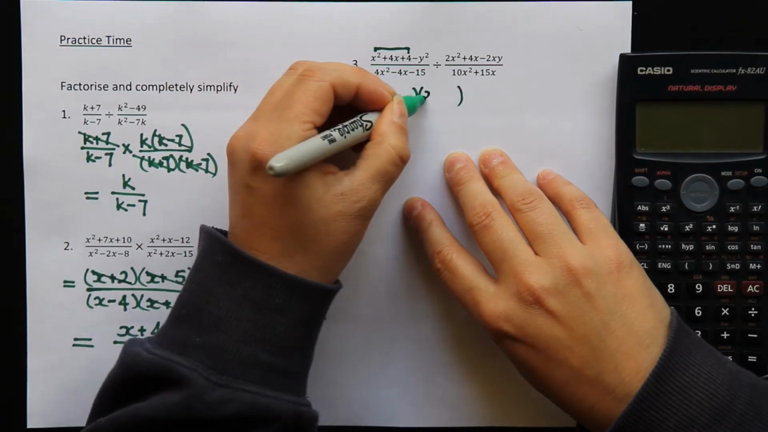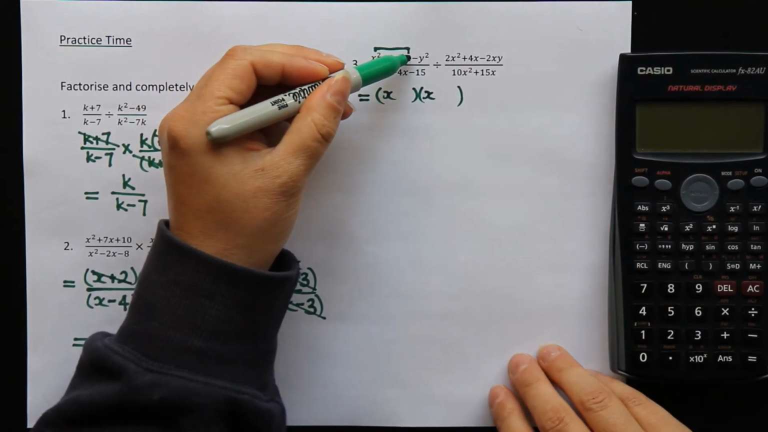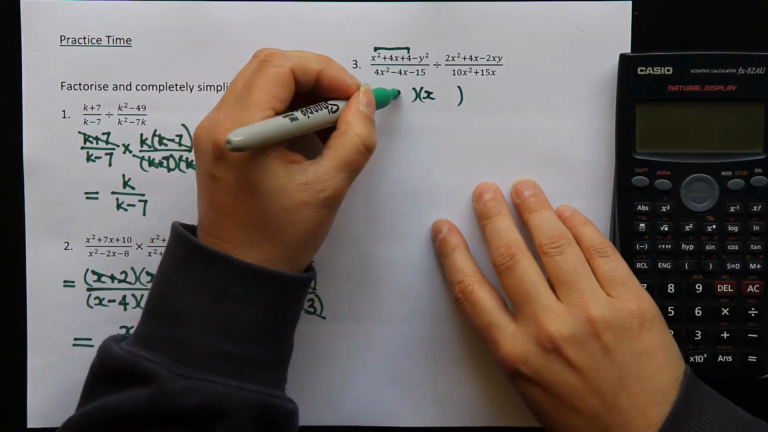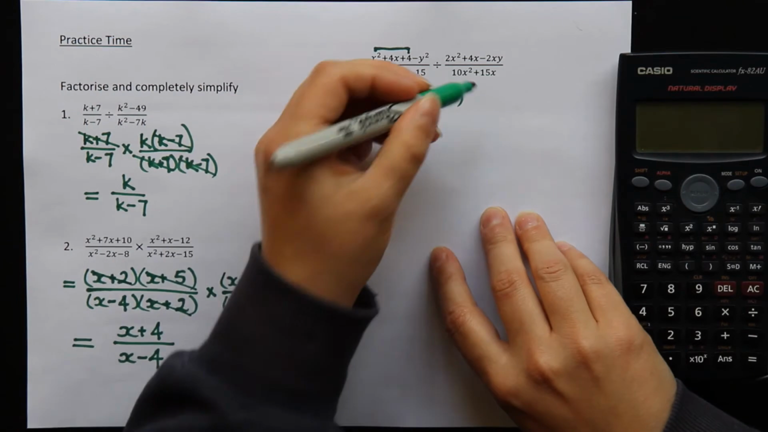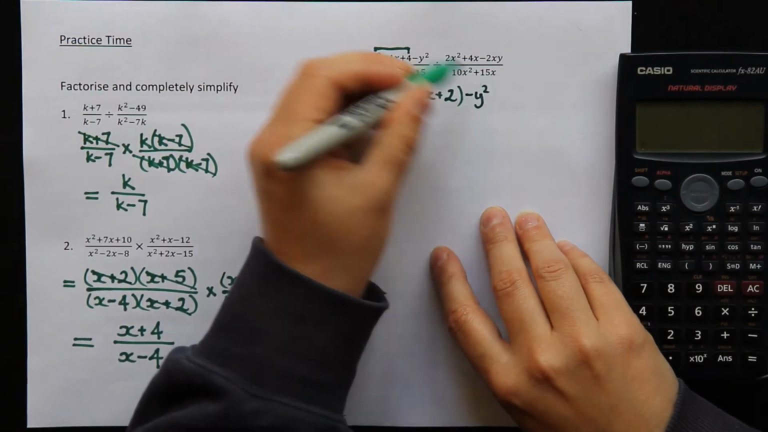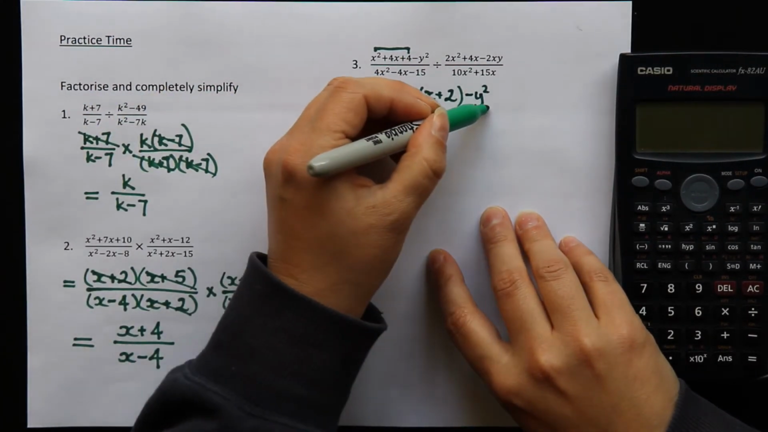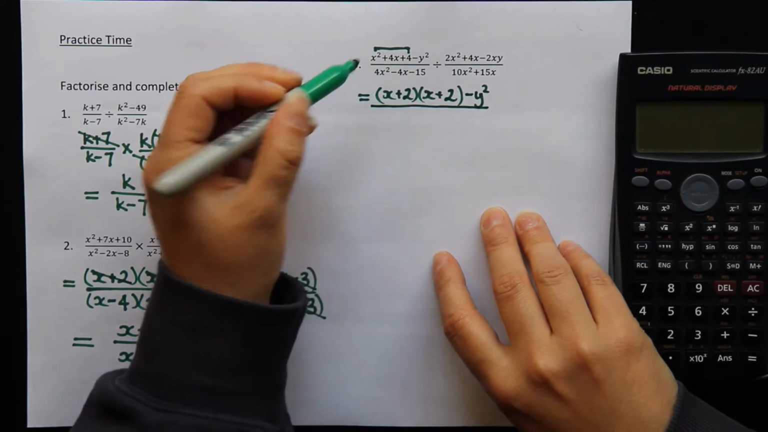x is in the front, and what times to give 4 and adds to give 4 would be 2 and 2. Okay, and a minus y squared is still sitting there on the end. We'll get back to factorising that some more in a minute.